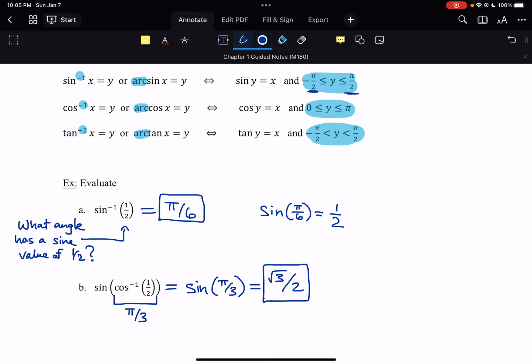All right, and that brings us to the end of section 1.5, dealing with inverse functions and logarithms.